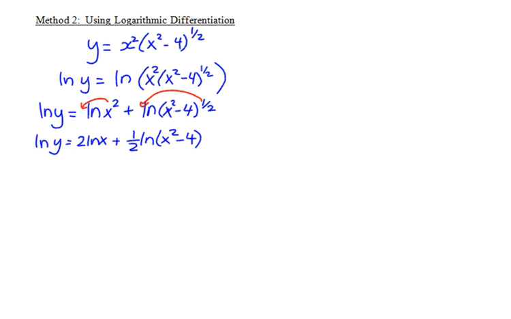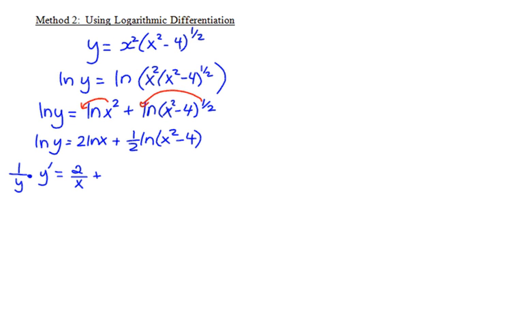Okay? So, what is the derivative of the natural log of y? 1 over y times y prime. Good. Equals, what's the derivative of 2 natural log x? It would be 2 times 1 over x. Now, derivative of natural log of x is 1 over x.